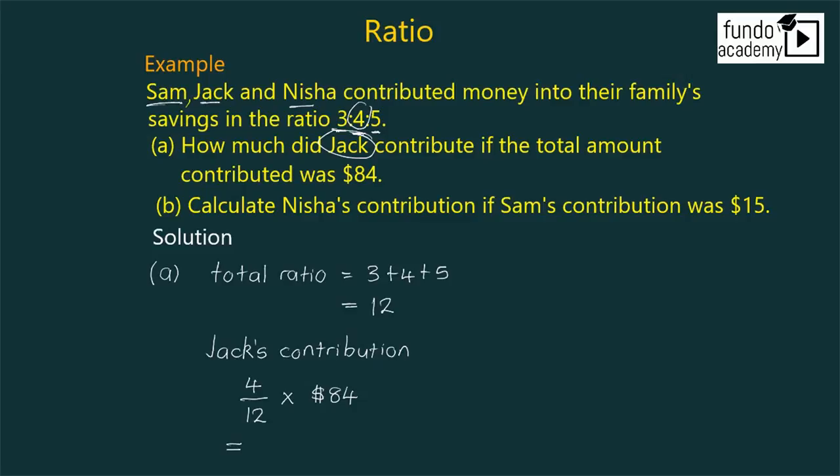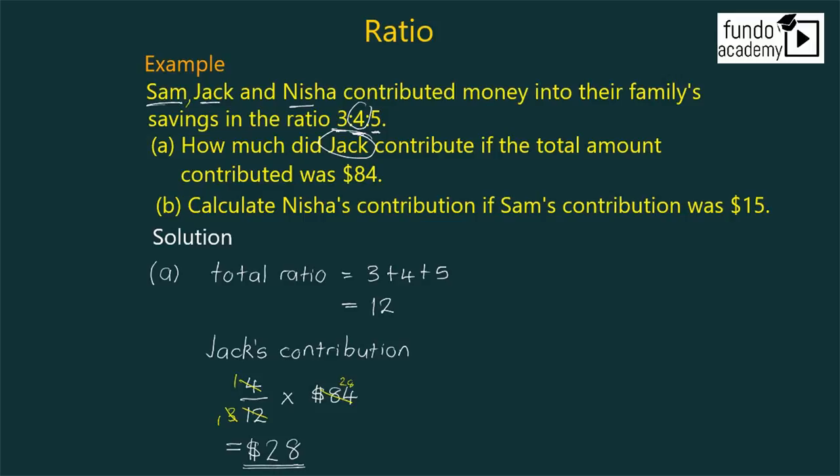Reducing 4 over 12, we divide by 4. 4 into 4 is 1. 4 into 12 is 3. And then we can divide 3 into 84, and what we get is 28, and that's in dollars. So it tells us that Jack's contribution in this case is simply $28 if the total amount contributed was $84. I hope you got that one correct.